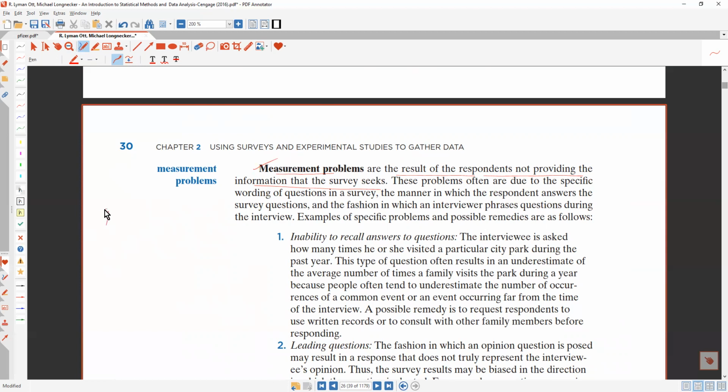Now, there are courses in an area called psychometrics in psychology that discuss these things in great depth. And the whole course is centered around measurement.